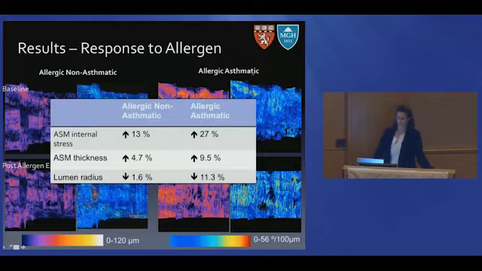And the results of the few that we did are summarized here. In general, we saw an increase in the stress for the airway smooth muscle in both the non-asthmatics and asthmatics, but it was double in the asthmatics compared to the non-asthmatics. And that twice the internal stress resulted in a much greater closing of the airway. The radius closed down 10% or 11% compared to like 1.6. And we did see a change in the airway smooth muscle thickness, likely just conservation of mass. The airway's getting smaller, everything's coming in.